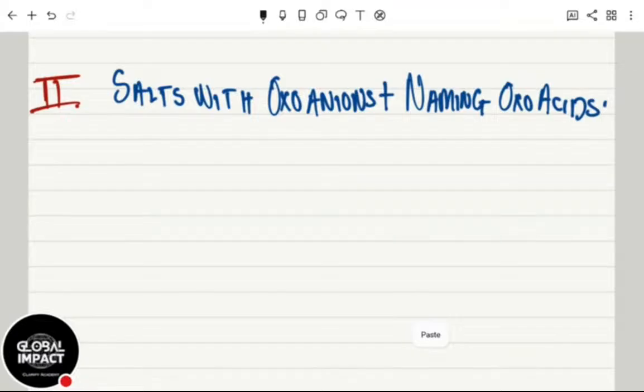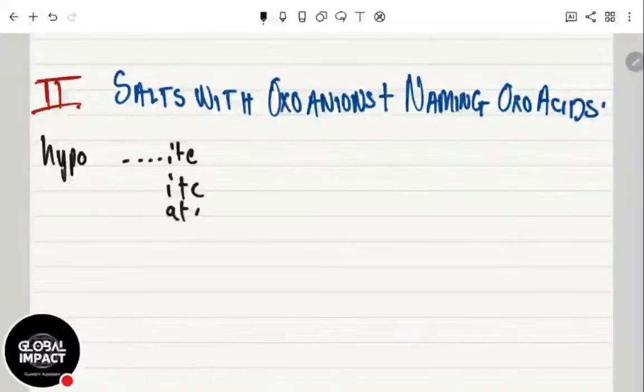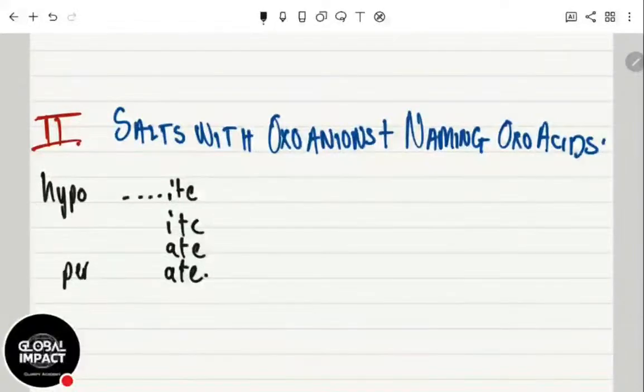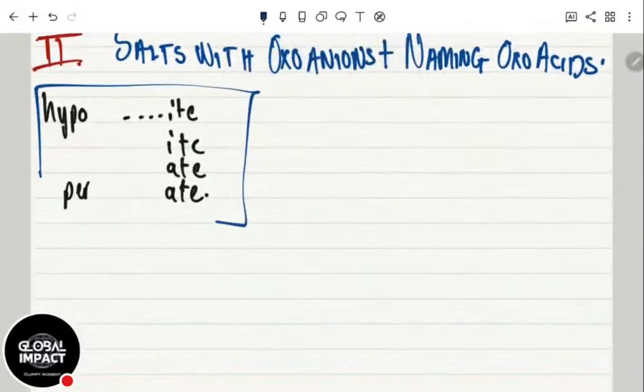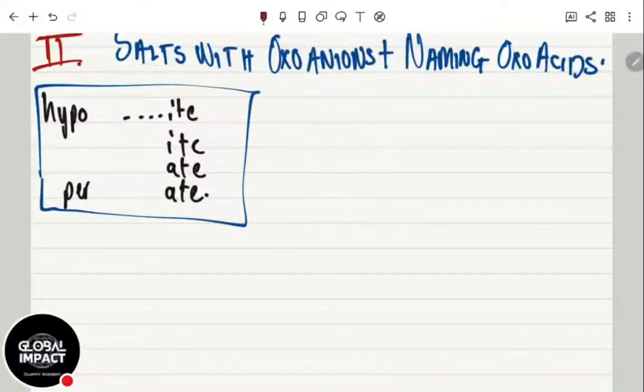With the oxo anions, I'll give you what they are. When we are naming, it's going to be hypo-something-ite, then ite, then ate, then per-ate. These are how we're going to be naming our oxo anions, and you just have to cram them. If you know the oxo anions by heart, you are halfway there.